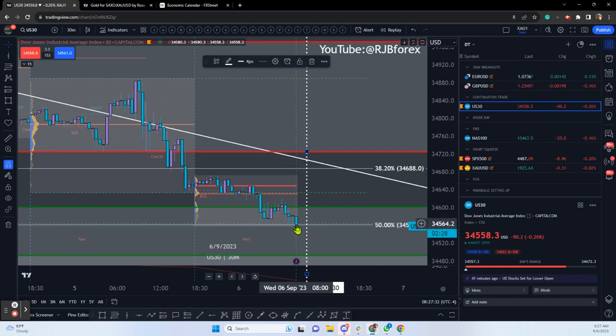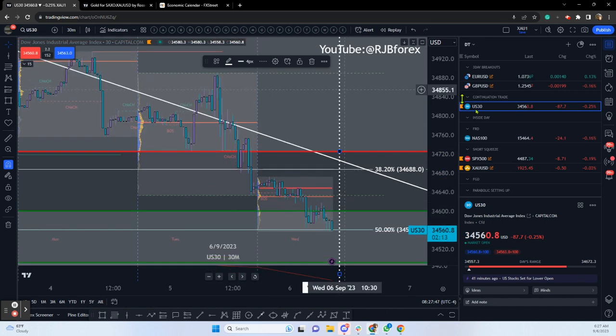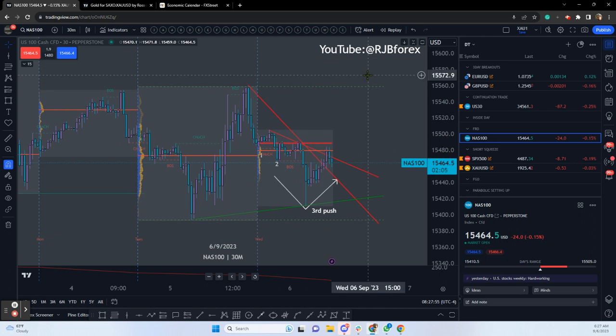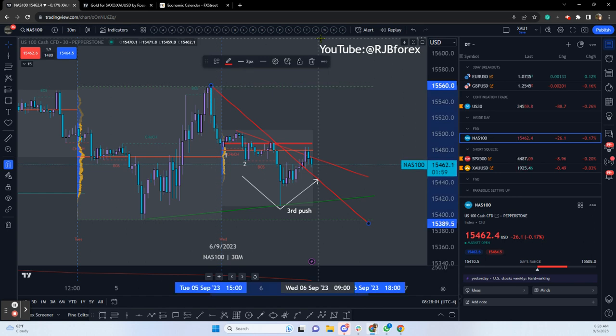So we're looking for this to continue lower, and then we can look for the squeeze and an opportunity to go long in Wall Street, in the open, around the open at least. Looking at the NAS now. So the NAS, I drew these drawings ahead of the meeting, so we've now broken this trend line.